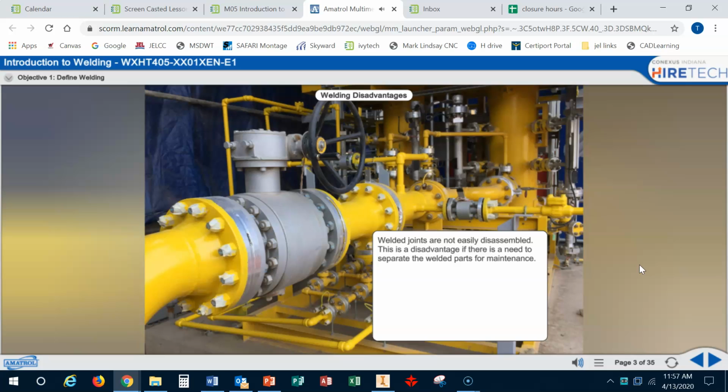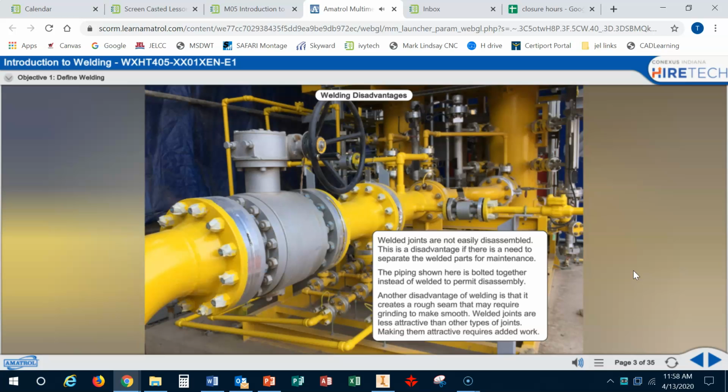Welded joints are not easily disassembled. This is a disadvantage if there is a need to separate the welded parts for maintenance. The piping shown here is bolted together instead of welded to permit disassembly.